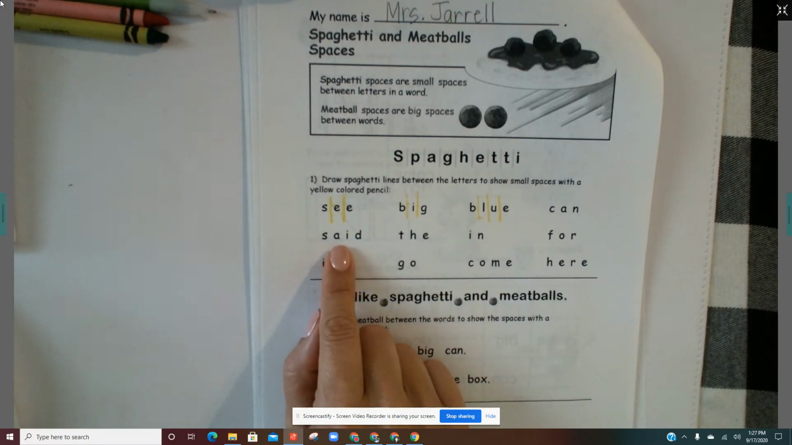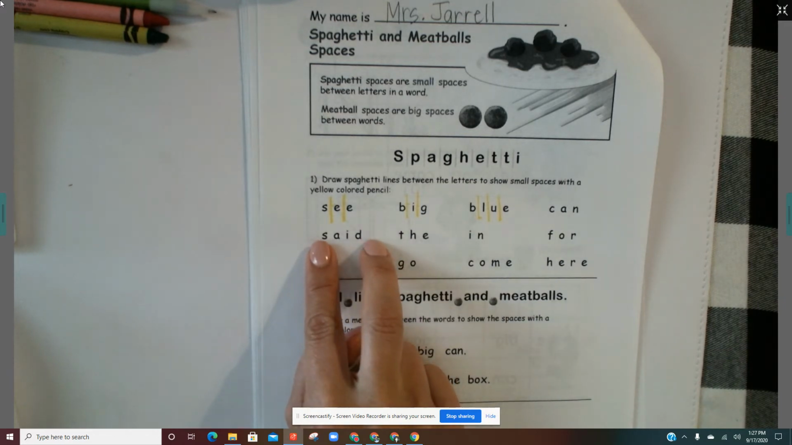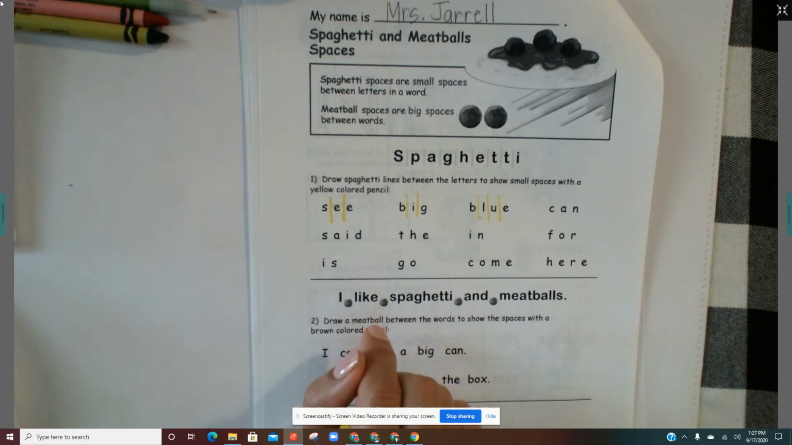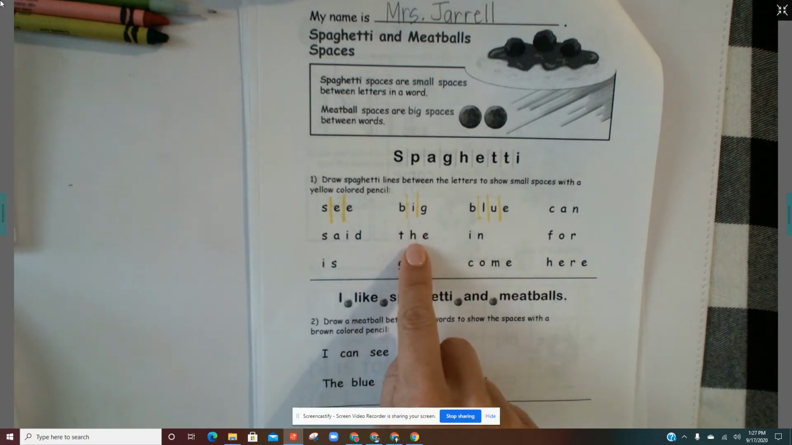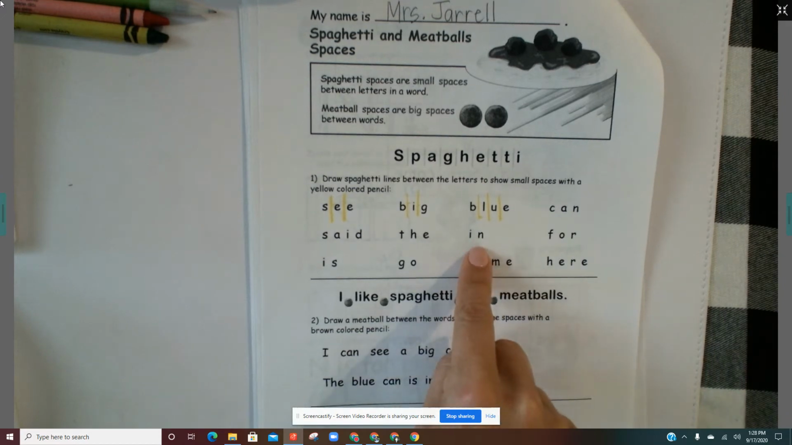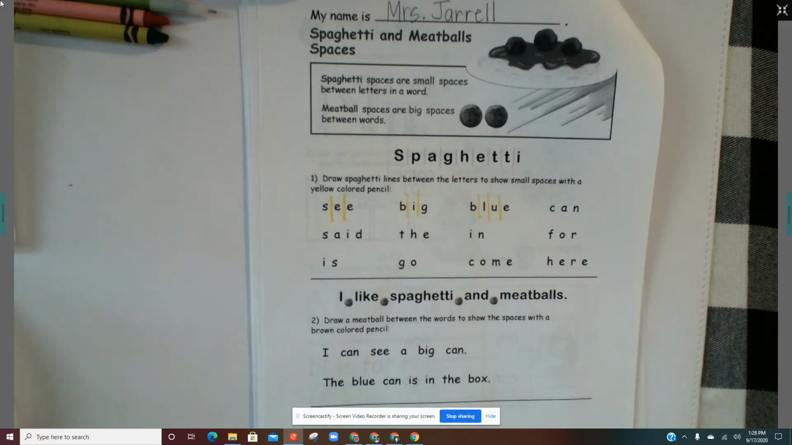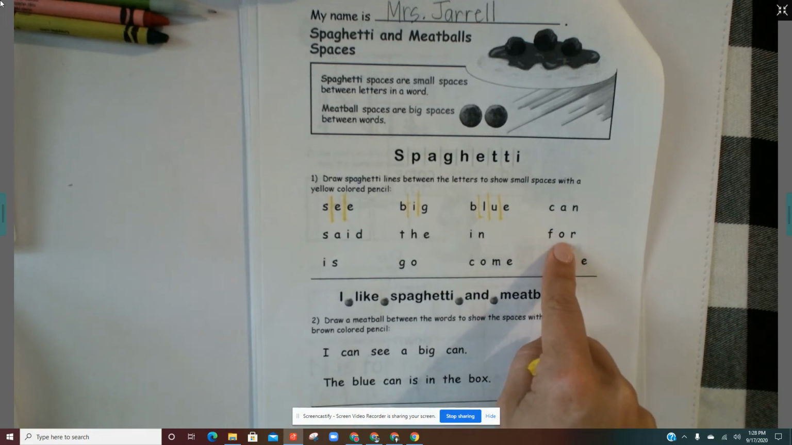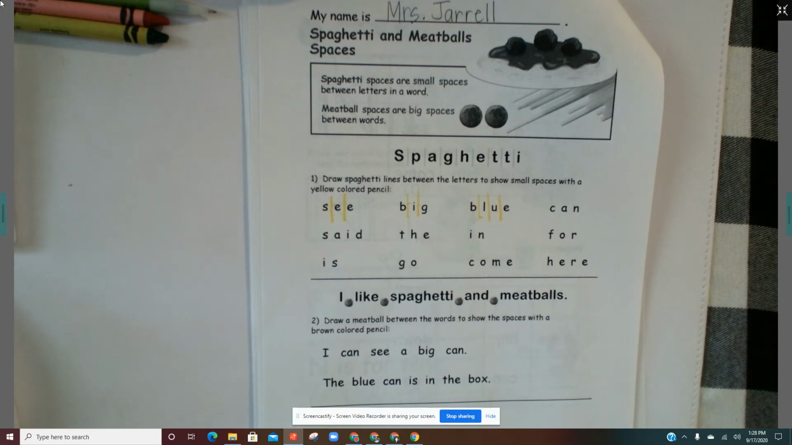Our next word is said. Draw in those spaghetti spaces. This is one word, so we don't need a big finger space in between our letters when we're writing one word. Next word, the. Next word, in. Next word, for. Draw those spaghetti spaces.